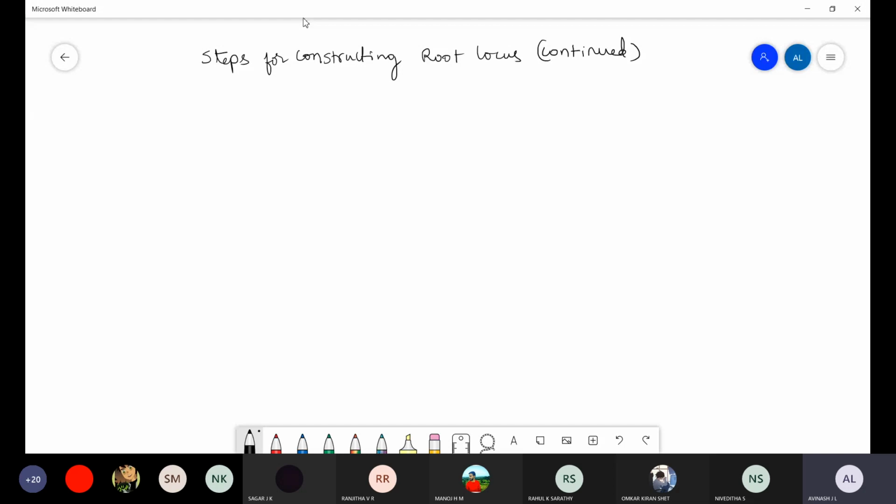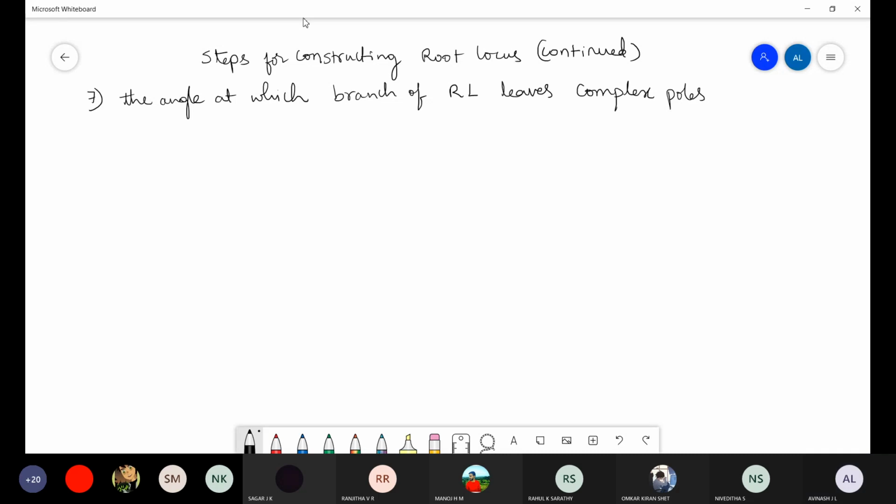So today we will go for step number 7. All of you make a note of this one. In this step number 7, the angle at which the branch of root locus leaves a complex pole. This step will appear only if complex roots of poles are coming.